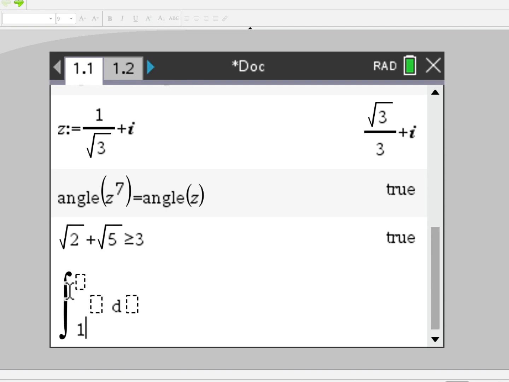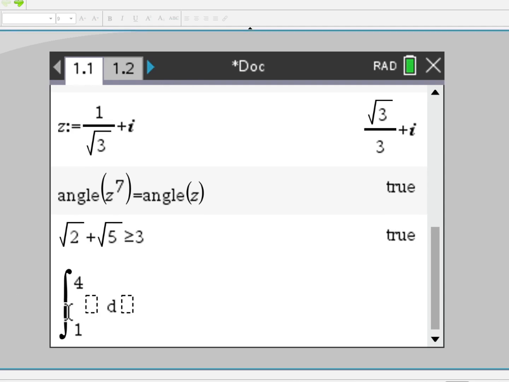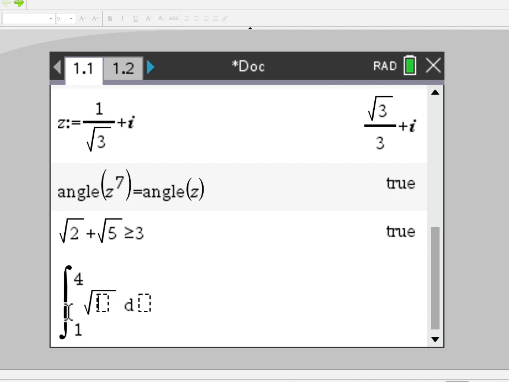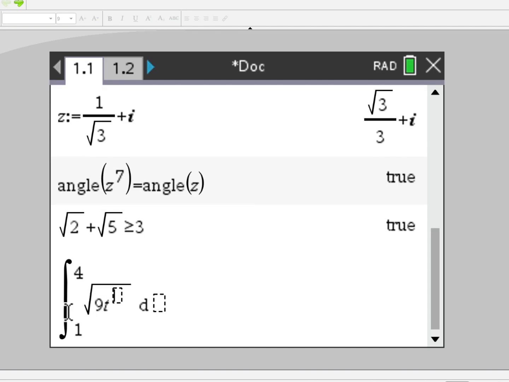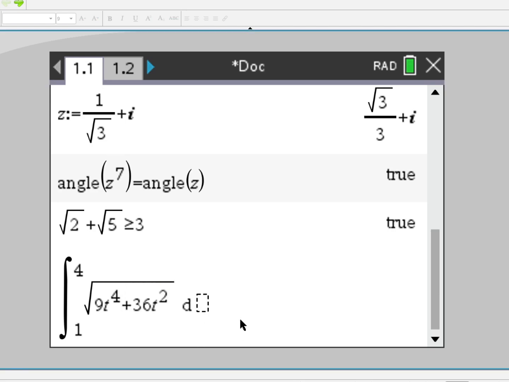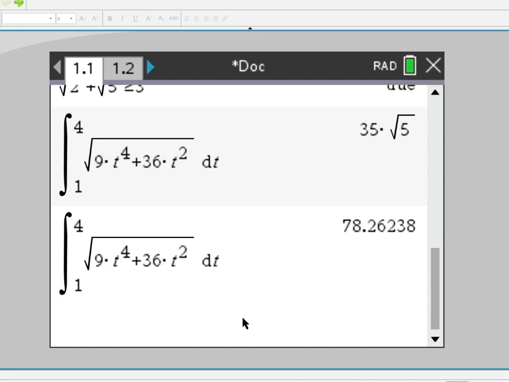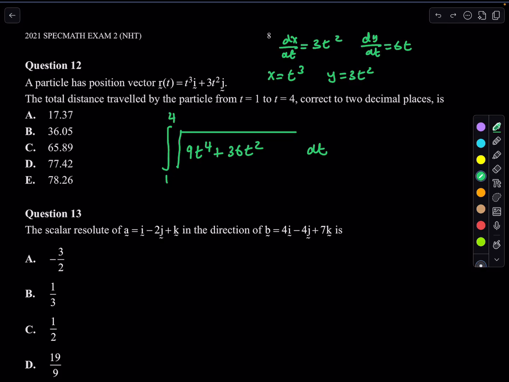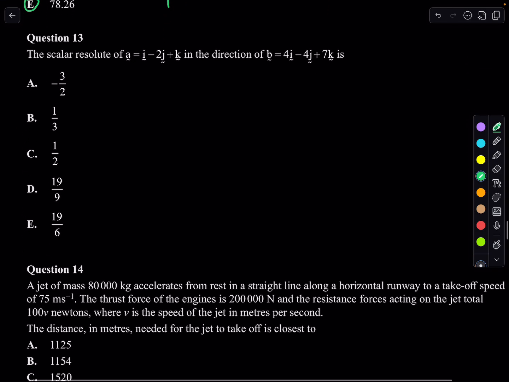All right, 1 to 4, square root of 9t to the power of 4 plus 36t squared dt. Enter, and it's 78.26, which looks like mine. Perfect. Question 13: the scalar resolute of A in the direction of B is what?